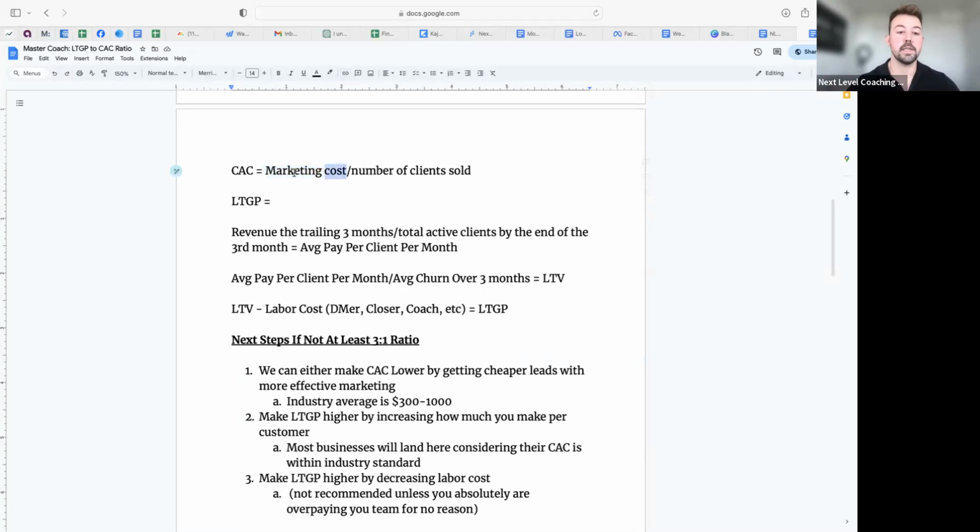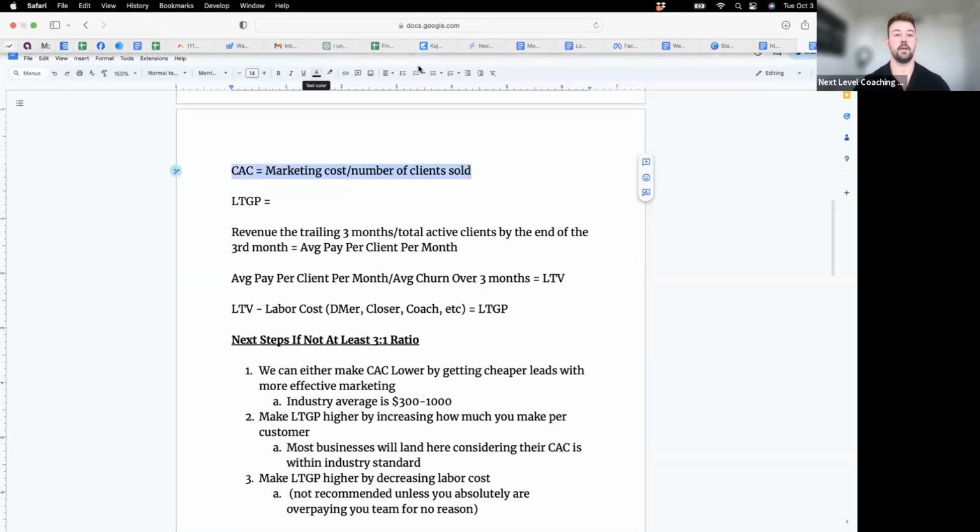Now for marketing costs, I'm going to take this a layer deeper. If you do a referral kickback, meaning anytime a client refers you business and that individual signs on and you pay your client a referral fee or a referral kickback, that would also be included in your marketing costs. So ad spend plus referral kickback is going to be your marketing costs. Pretty simple, right? Any questions on how to find cost of acquisition?